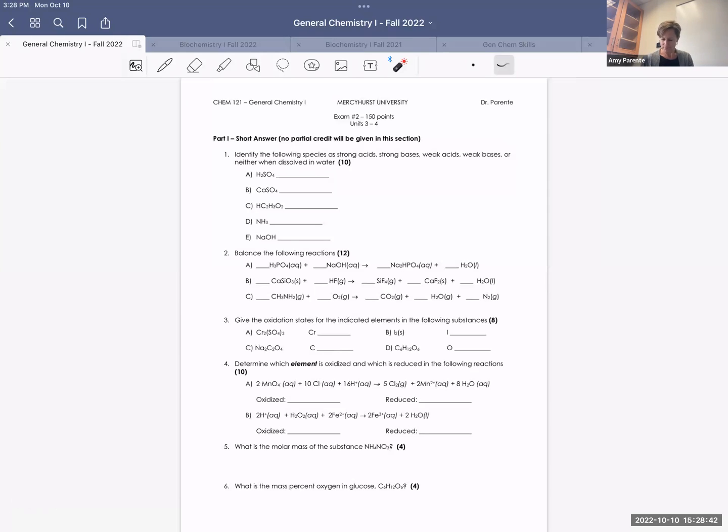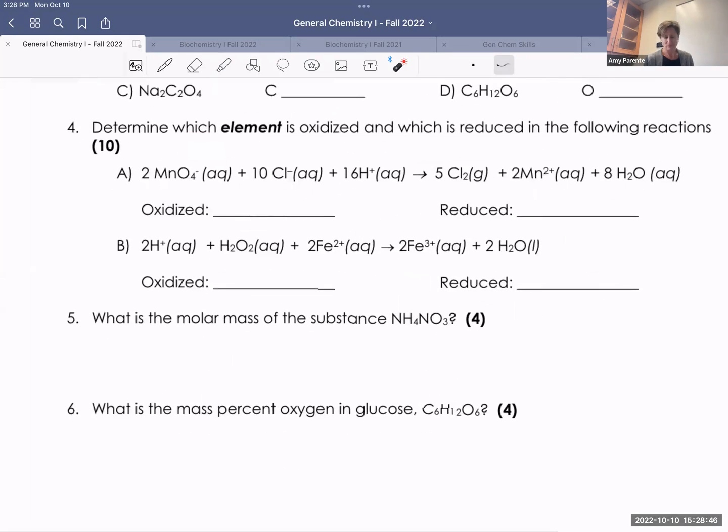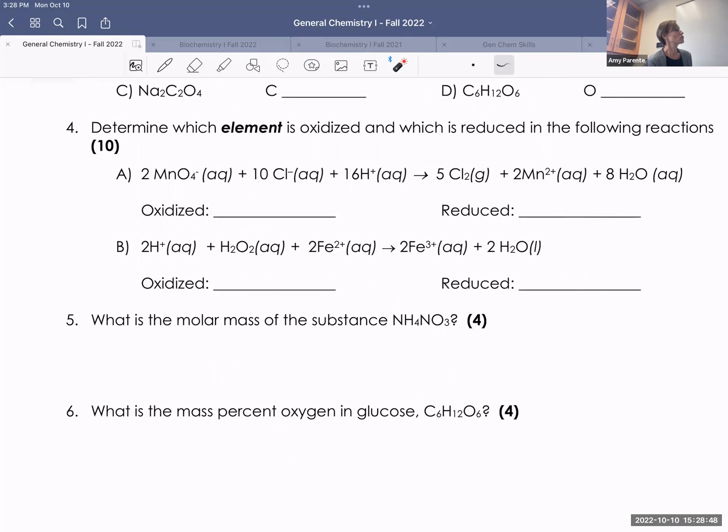Percent oxygen. What is percent oxygen? How would you find the percent? Anytime you see the word percent, I want you to think part over whole. And this is saying mass percent. So this is the mass of oxygen, the part, over the mass of the whole glucose.